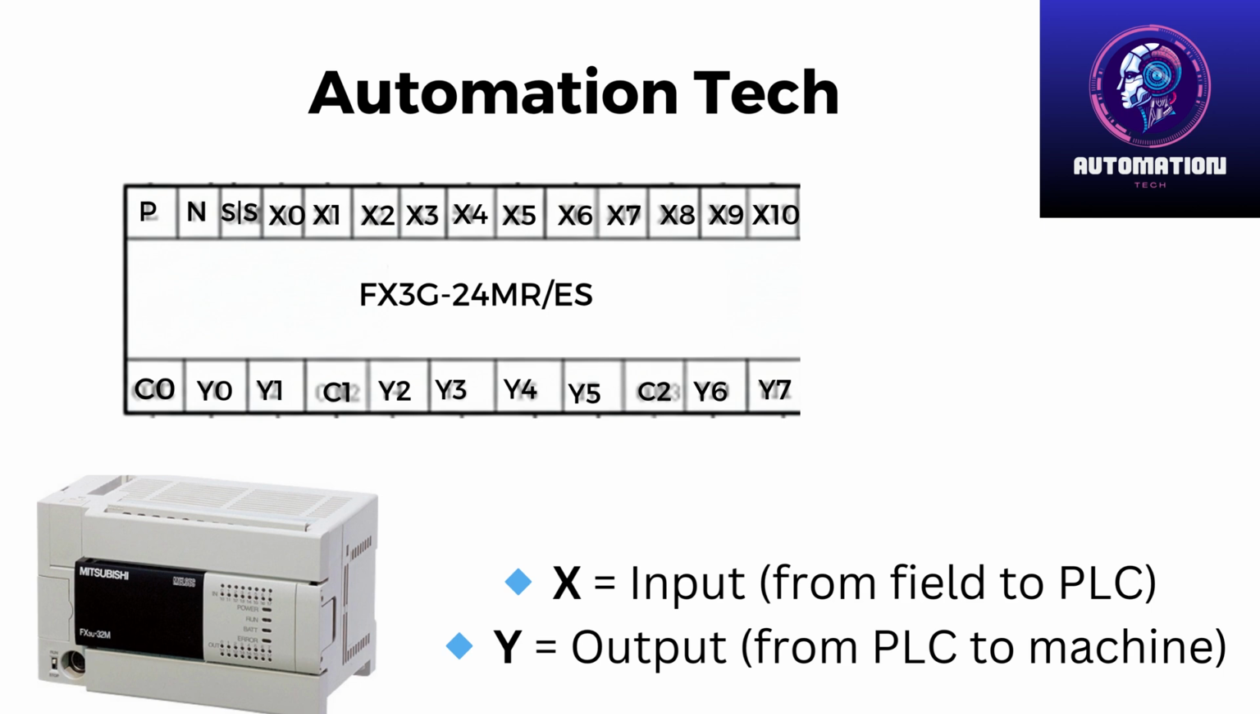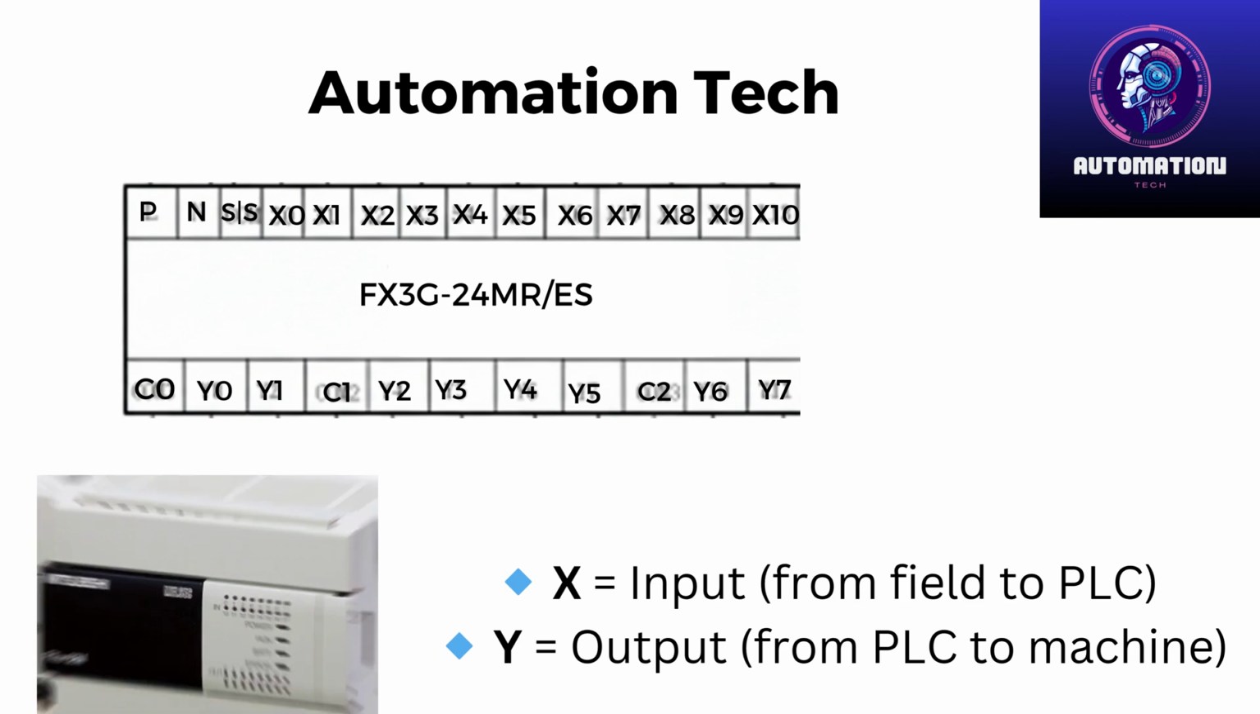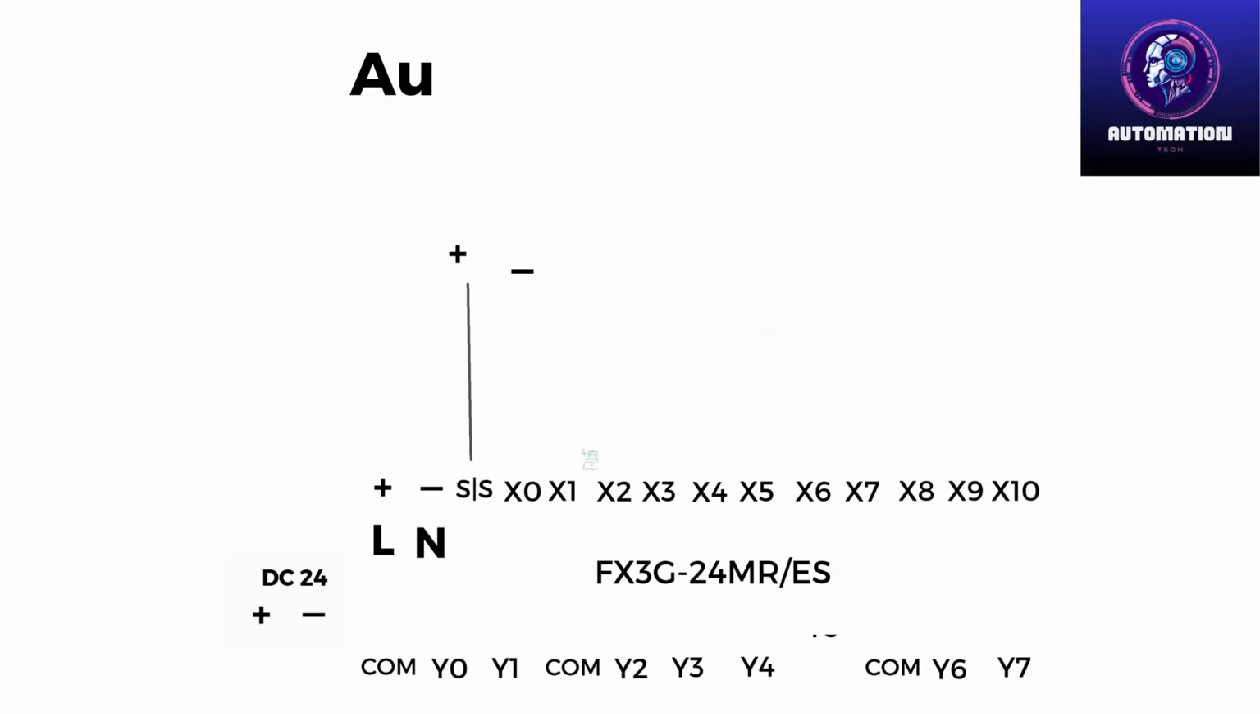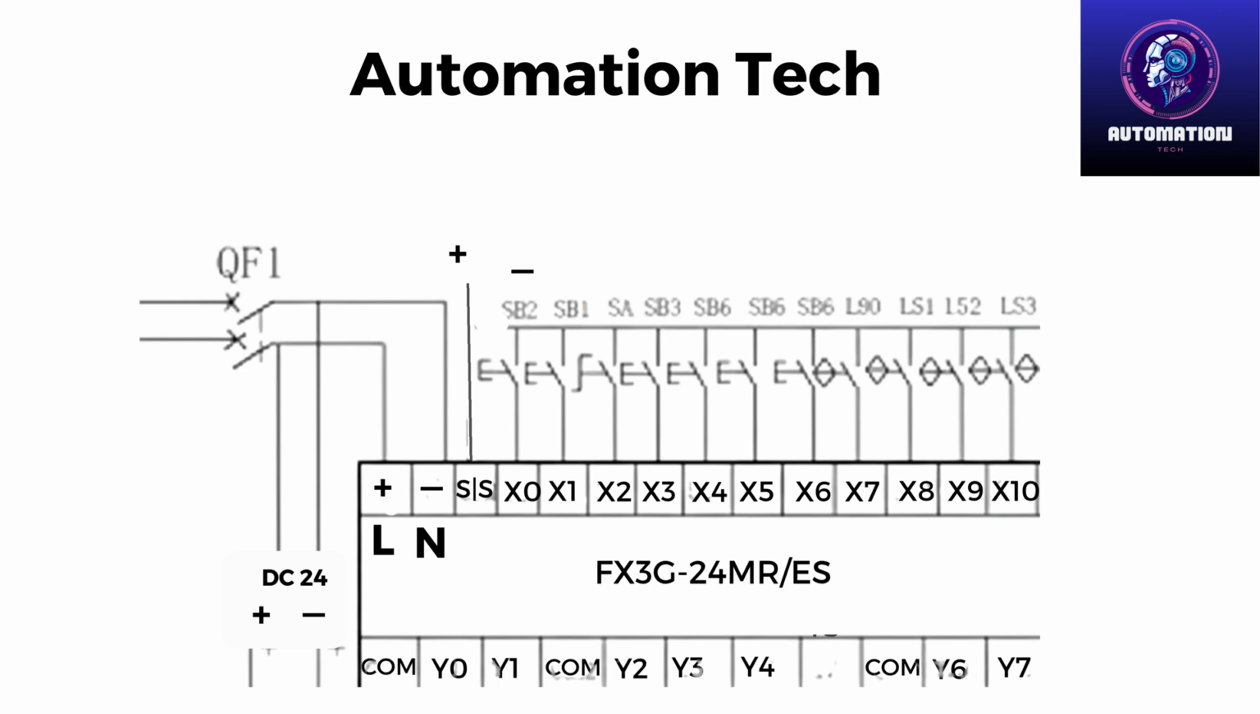Inputs and outputs have addresses. X0, X1, X2 are input addresses. For example, X0 means input 0, and Y0, Y1, Y2 are output addresses. Y1 means output 1. SS means sink or source wiring, and C0, C1 are output common terminals. As you can see in this diagram, the X terminals are connected to push buttons and sensors. These are our input devices.